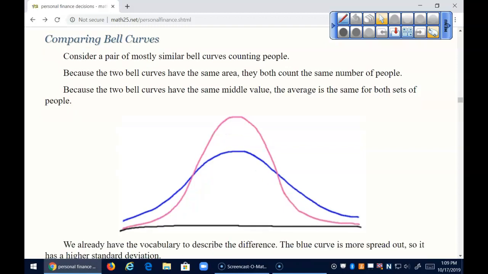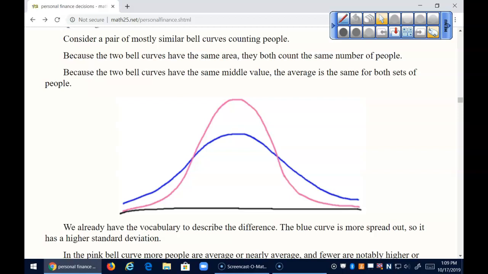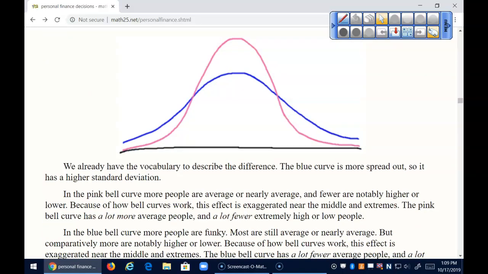We already have that vocabulary. The blue curve is more spread out. It has a bigger standard deviation. Okay.